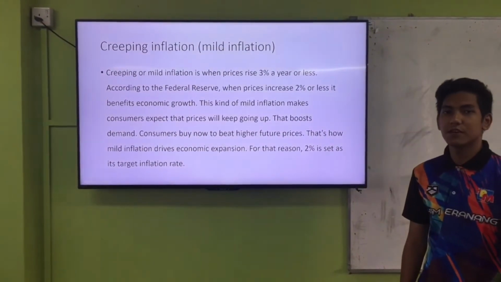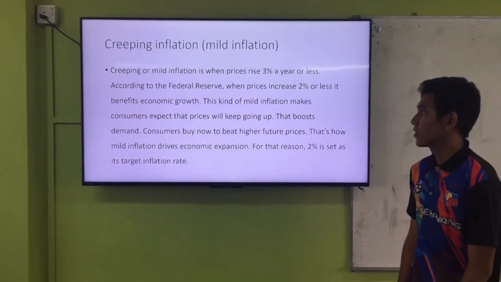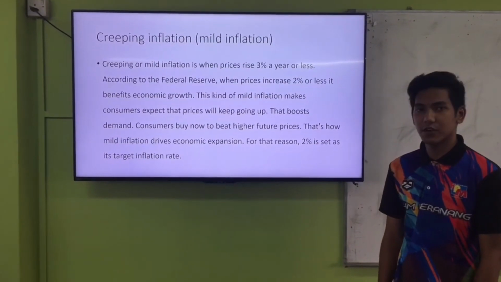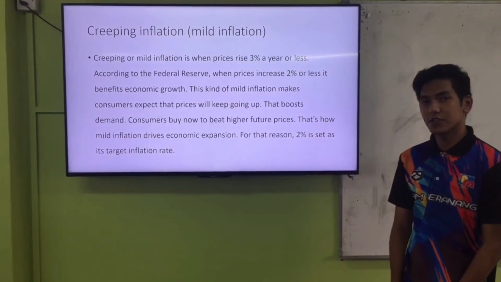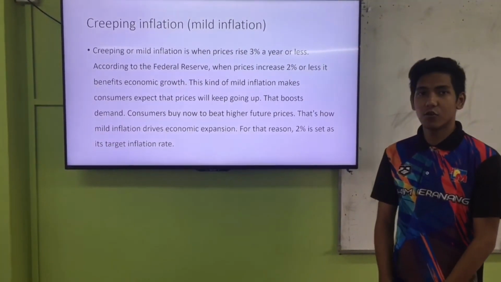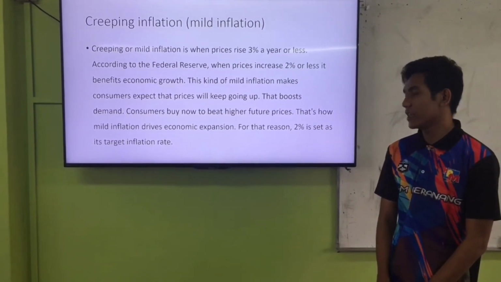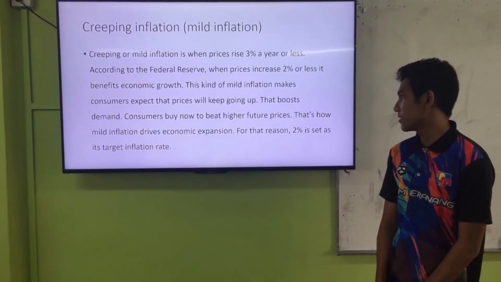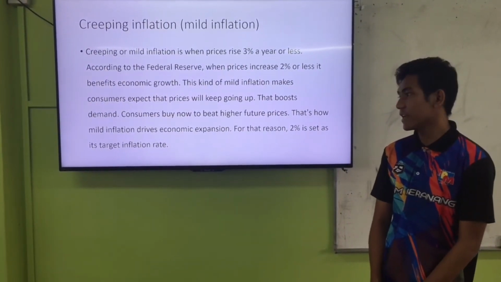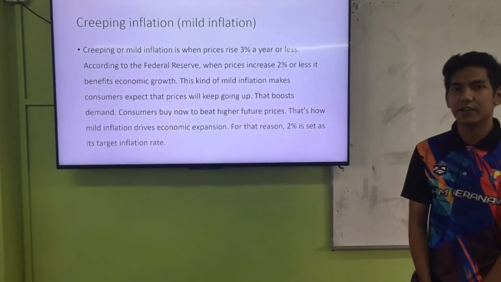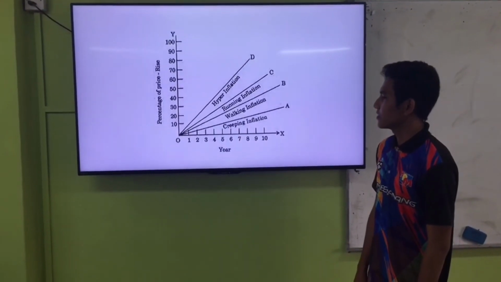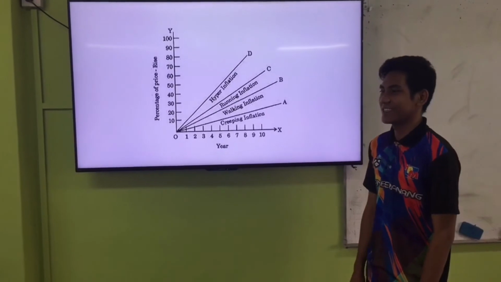Creeping inflation is when prices rise 3% a year or less. According to the Federal Reserve, when prices increase 2% or less, it benefits economic growth. This kind of mild inflation makes consumers expect that prices will keep going up, and this will make the boost to go up. Consumers buy now to beat the higher future prices that they expect, and that is how mild inflation drives economic expansion. For that reason, 2% is set as its target inflation rate. In a graph, working inflation is ranked as the third most dangerous inflation.